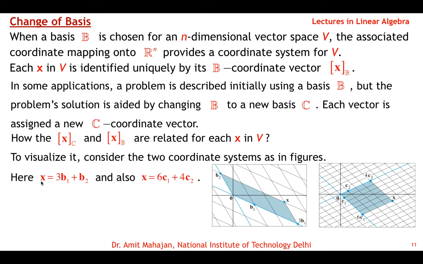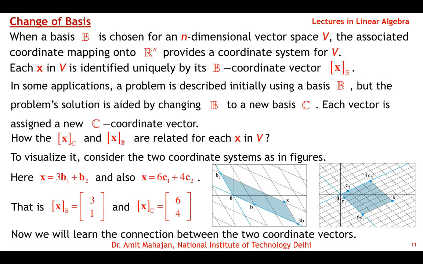So the vector x in the vector space V can be written as 3b1 plus b2 in terms of basis B, and also as 6c1 plus 4c2 in terms of basis C. This says that the B-coordinate of x is the column vector (3, 1), and the C-coordinate of x is the column vector (6, 4). How are these two related? If one is given, how can we calculate the second directly if we know the bases? These are the questions to be answered here. So now we will learn the connection between these two coordinate vectors.